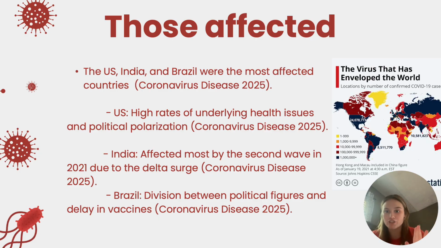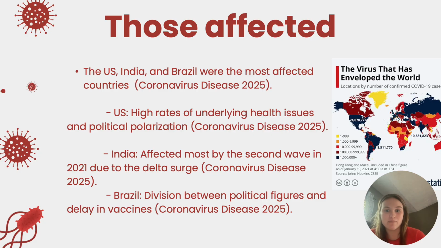Over on the left, there's the US in the dark blue, and then to the right, there's India and Brazil in the dark blue as well. The US was due to high rates of underlying health issues and political polarization. Political polarization is a deep division in society into two opposing groups, and it was just really hard to make agreements on correct courses of treatment.